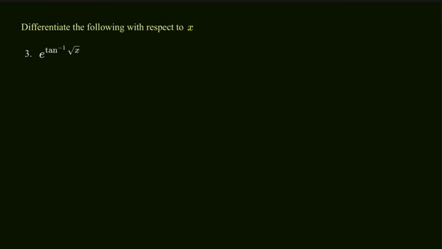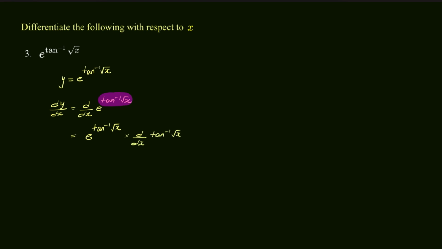Number 3, let y equal e to the power tan inverse of root x. Therefore d/dx of y will be equal to d/dx of e to the power tan inverse of root x. So for now we will consider tan inverse root x as x, then it will be d/dx of e to the power x, and we know that differentiation of e to the power x is e to the power x only, so it will be e to the power tan inverse of root x, but we have to differentiate this tan inverse of root x also.